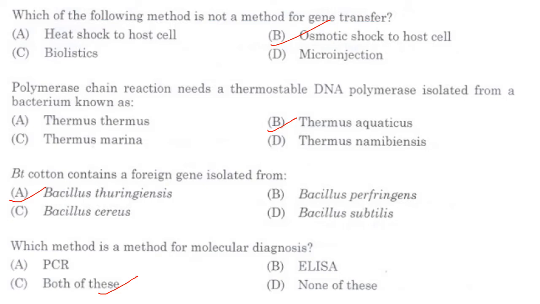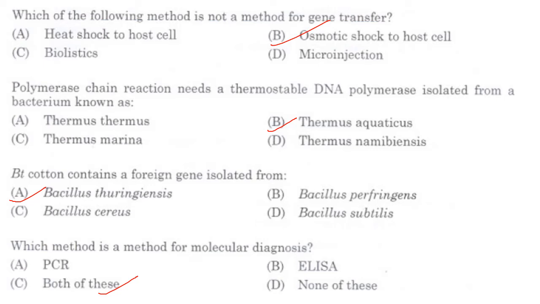Which of the following method is not a method for gene transfer? Heat shock to host cells, that is a method chosen while making competent cells for transformation, or bacterial competent cells for transformation experiment. Then biolistics, that is for plant transformations, and micro injections for animal as well as in plant transformation. So the one which is not a method of gene transfer is osmotic shock to the cell.